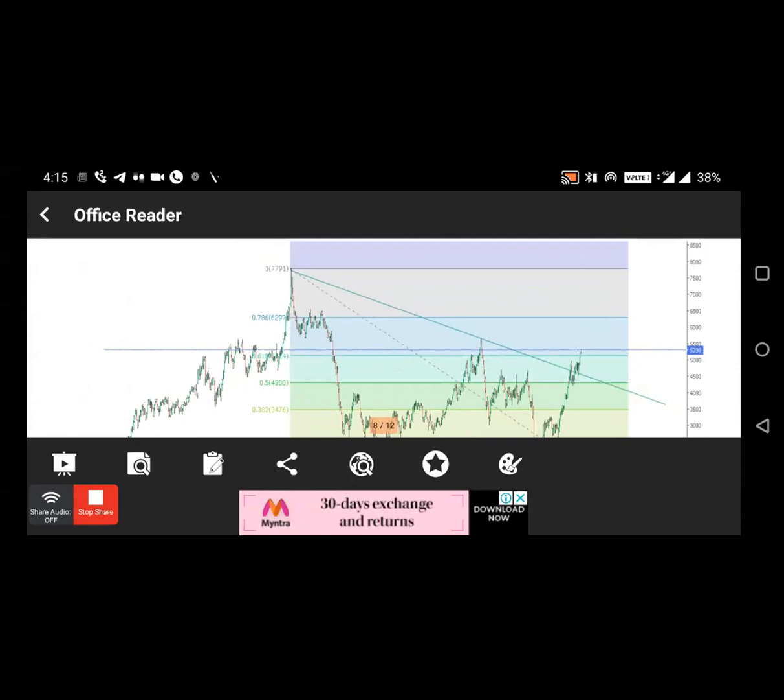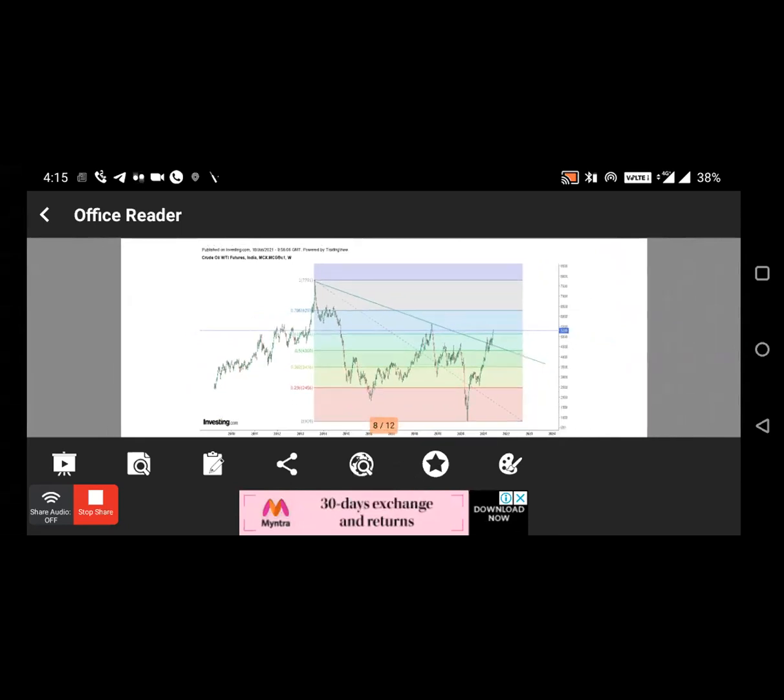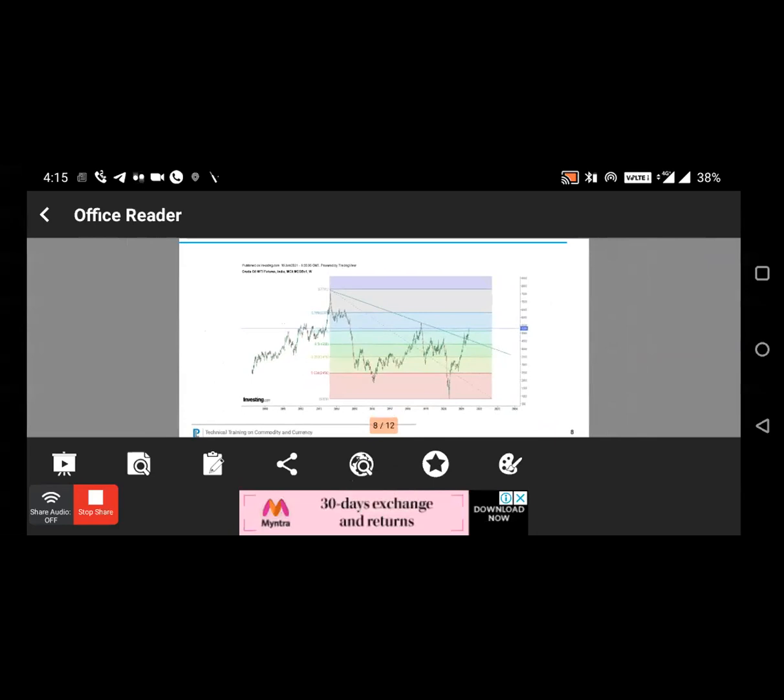So next target is around 6500, which is 78.6%. So 6297 is what they are showing. So yeah, 6297. 6300 is the next target as per the Fibonacci retracement. This is how you can use Fibonacci retracements in understanding that this is the possible resistance and this is the possible support of a particular asset class.